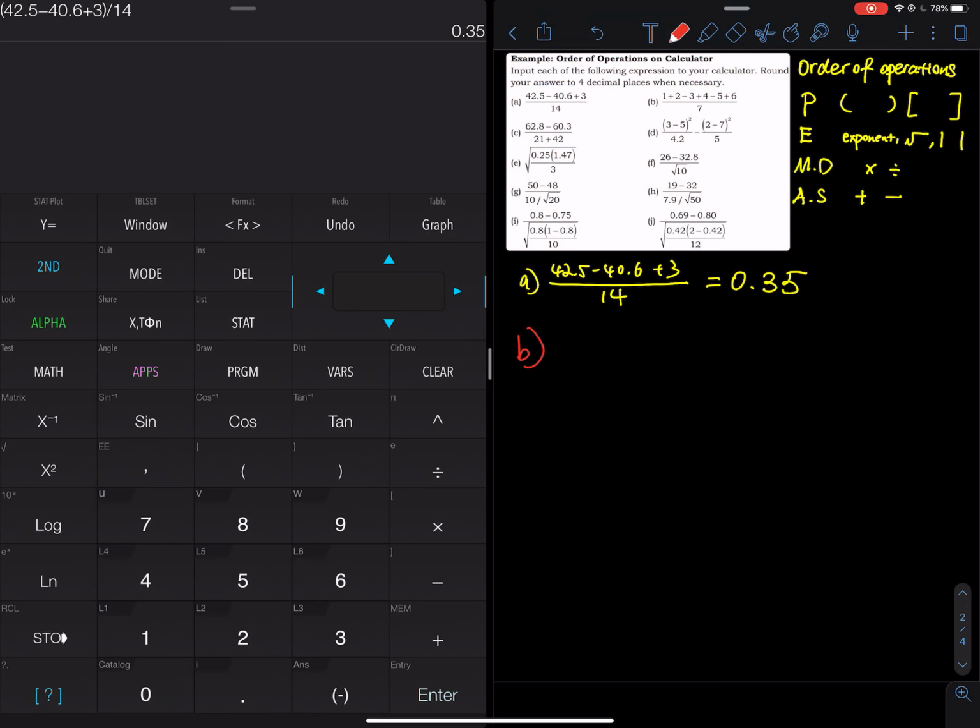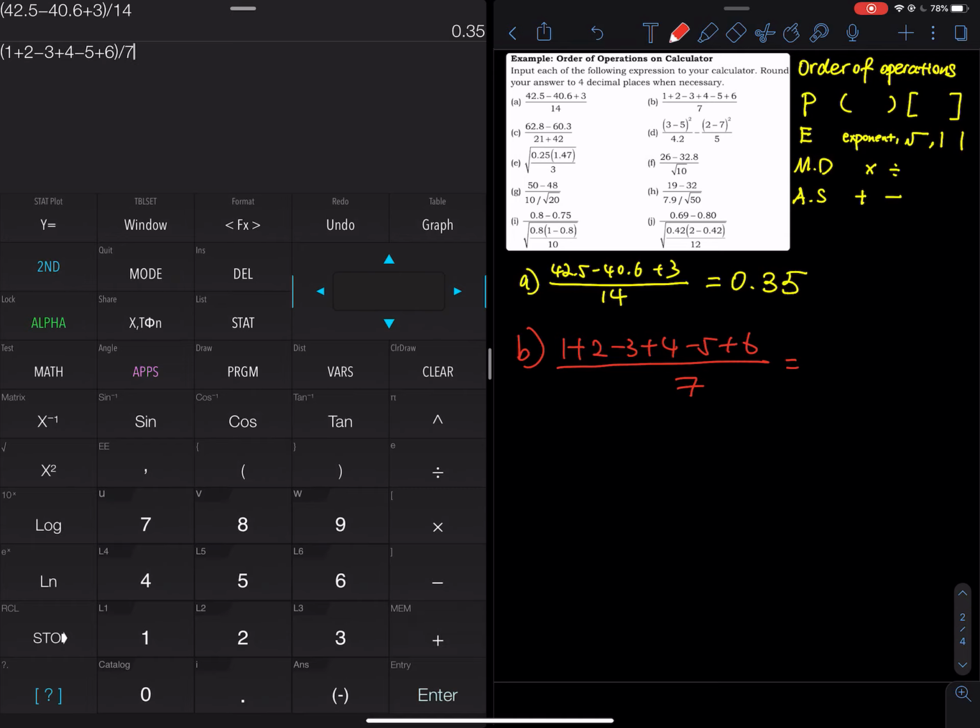Next one, B: 1 plus 2 minus 3 plus 4 minus 5 plus 6, divided by 7. Okay, so open parenthesis, 1 plus 2 minus 3 plus 4 minus 5 plus 6, close parenthesis. Oh, looks like they didn't catch my open parenthesis. 1 plus 2 minus 3 plus 4 minus 5 plus 6, close parenthesis, divided by 7.